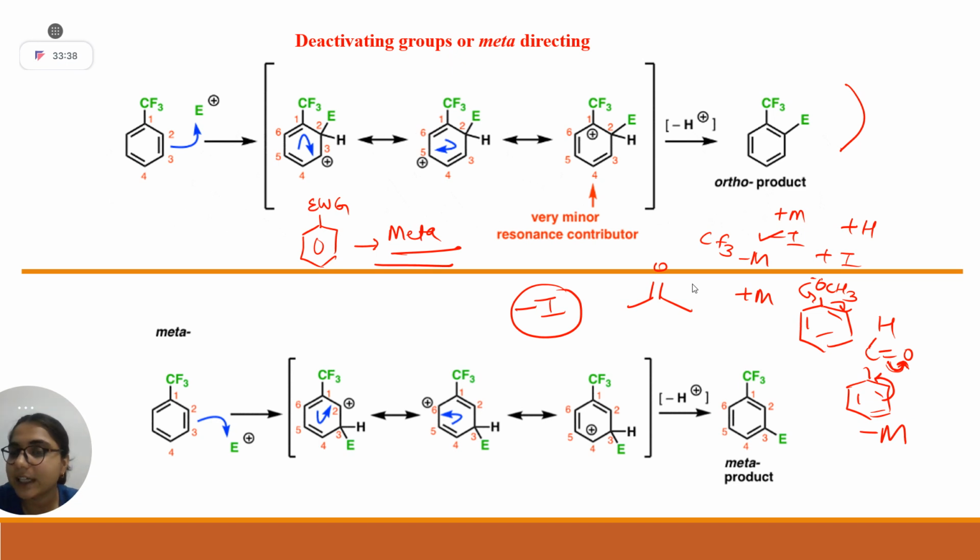Have you understood why CF3 is not a minus M group, mesomeric? Yes, ma'am. In a mesomeric group, a lone pair containing atom is attached generally to your benzene ring. In CHO, oxygen is drifting this electron density toward itself.